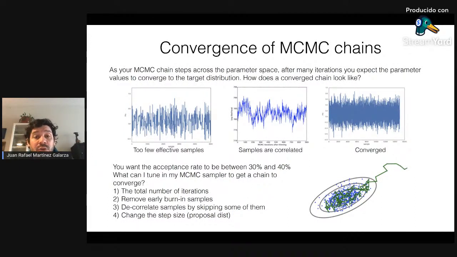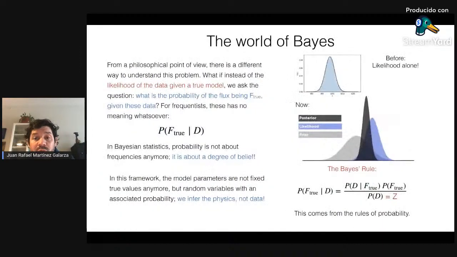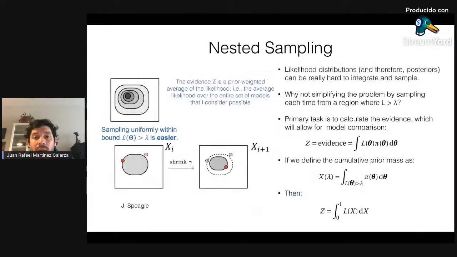And that's what we're going to do in the practical session to try to come up with parameters for the physical models that fit the spectra of X-ray binaries. So I'm going to show you how to do that. And before I do that, however, I will briefly introduce a particular type of sampling, the nested sampling.